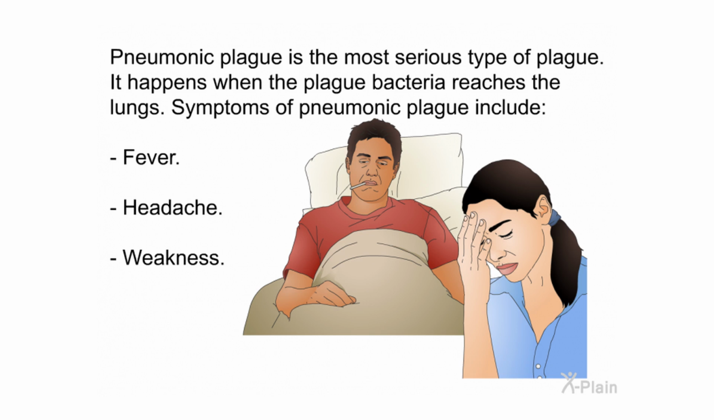Pneumonic plague is the most serious type of plague. It happens when the plague bacteria reaches the lungs. Symptoms of pneumonic plague include fever, headache, weakness.